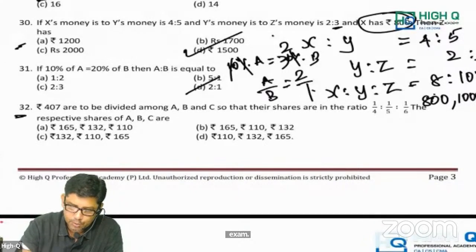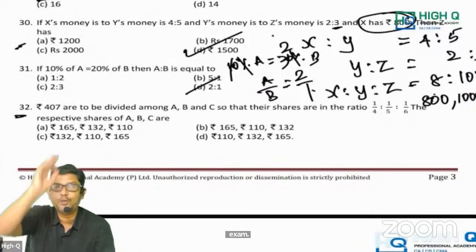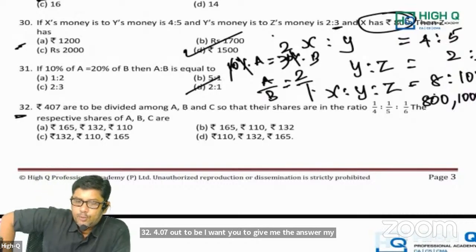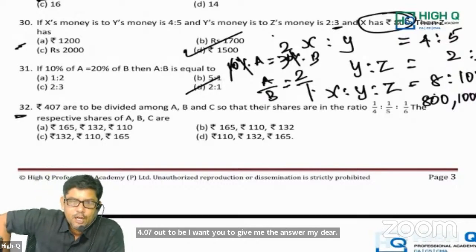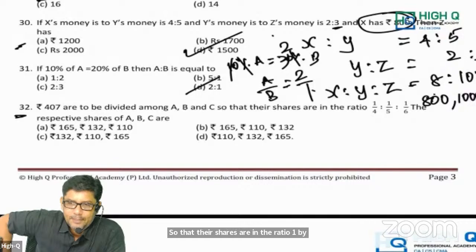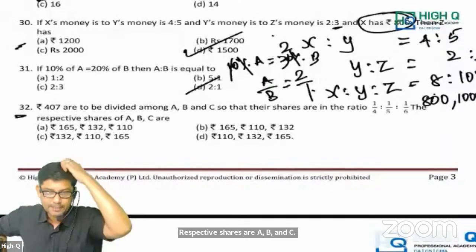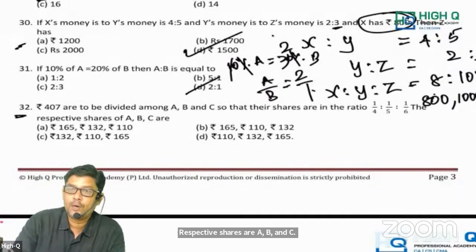Next question: 407 is to be divided among A, B, and C so that their shares are in the ratio 1 by 4, 1 by 5, 1 by 6. What are the respective shares of A, B, and C? I want you to give me the answer, my dear. YouTube, online students, everyone. Look at this, you can expect this question this time. Just follow what I'm saying.